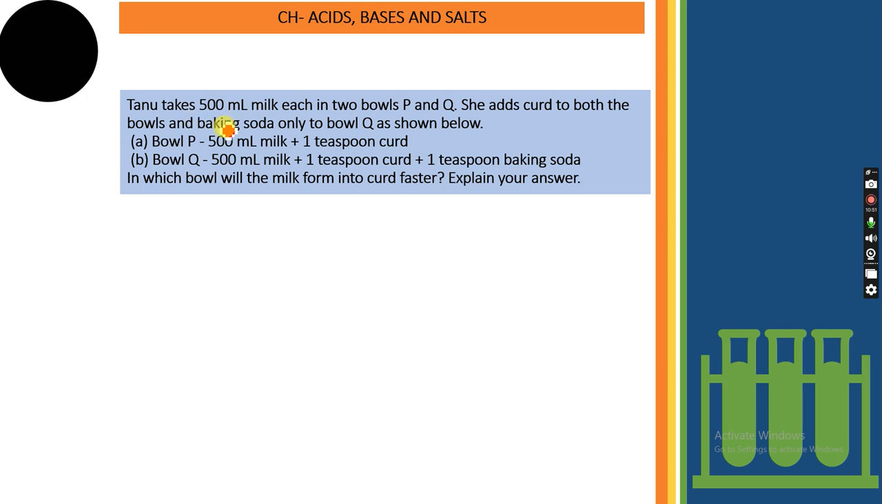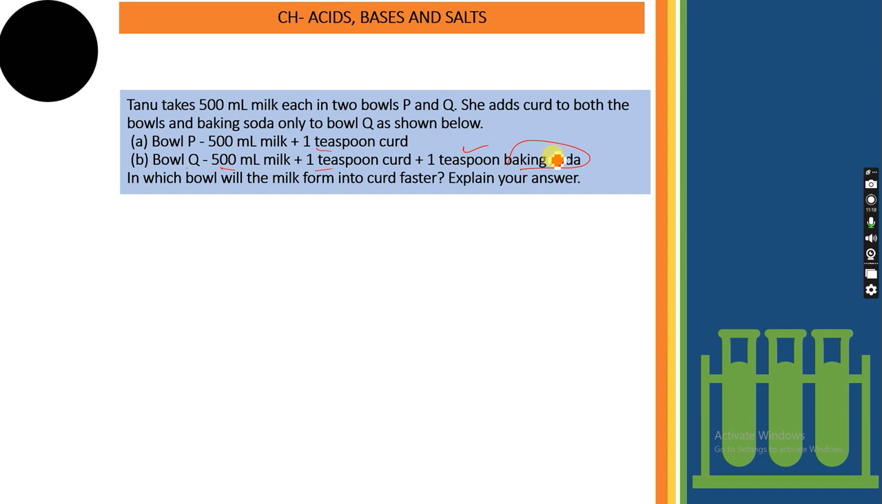Tanu takes two bowls, P and Q. In both the bowls the same amount of milk she has taken, 500 and 500. In both the bowls she has taken 1 teaspoon curd. The only exception is in bowl Q she has added 1 teaspoon of baking soda. I hope you know what baking soda is. I want you to write the formula of baking soda in the comment box. First try it out.